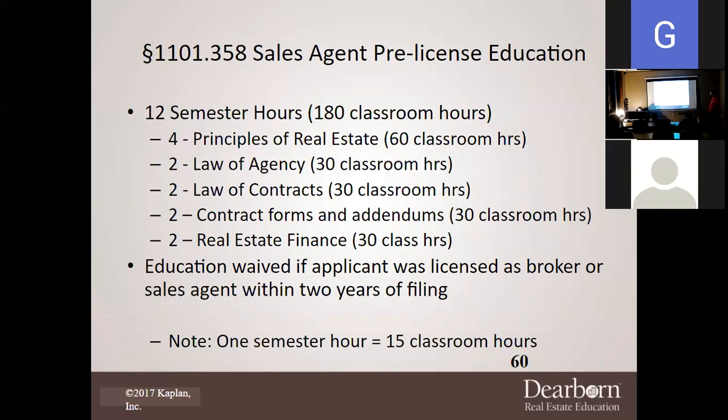The education, of course, is waived if the applicant has been licensed as a broker or sales agent within the last 2 years of filing. Note that 1 semester hour equals a total of 15 classroom hours. So if you took your classes at Glenn or another college, every hour equaled 15 hours of classroom. So if you had 3 hours, how much does that come to? 45. Okay. So in that situation, 1 semester hour gives you 15 hours of classroom.